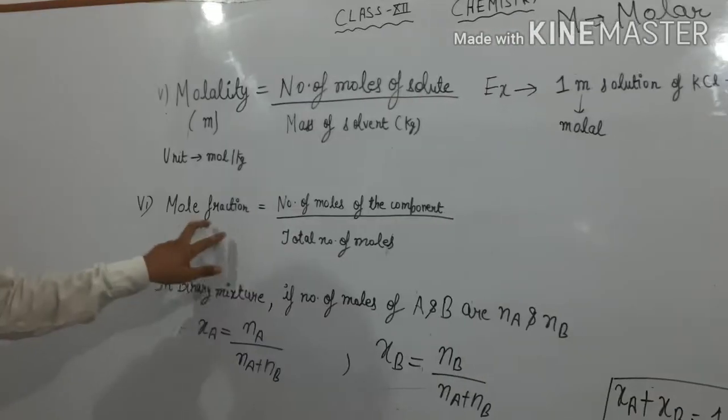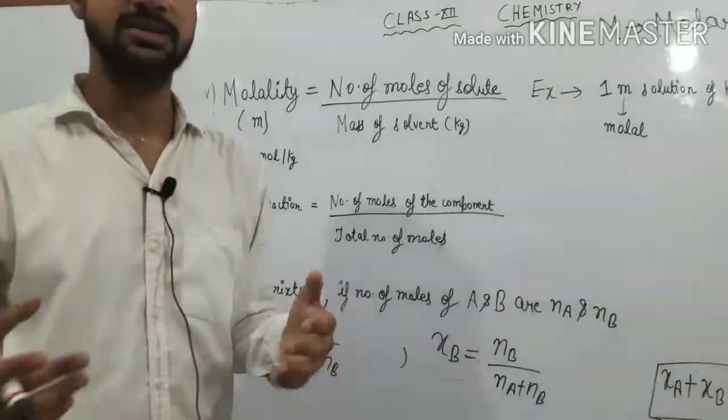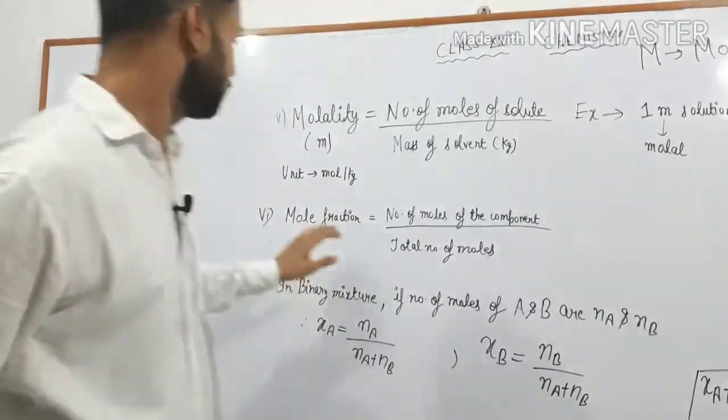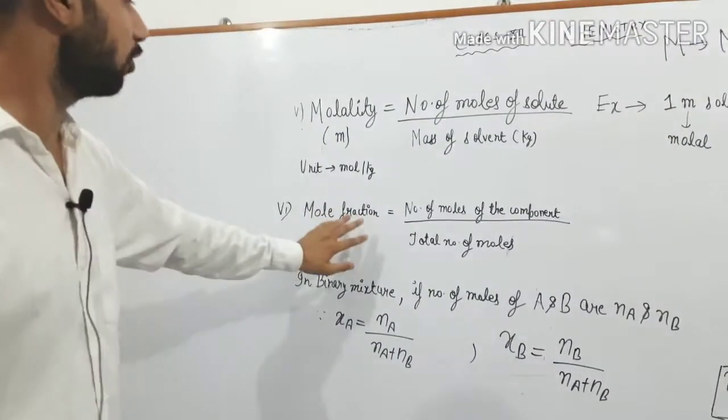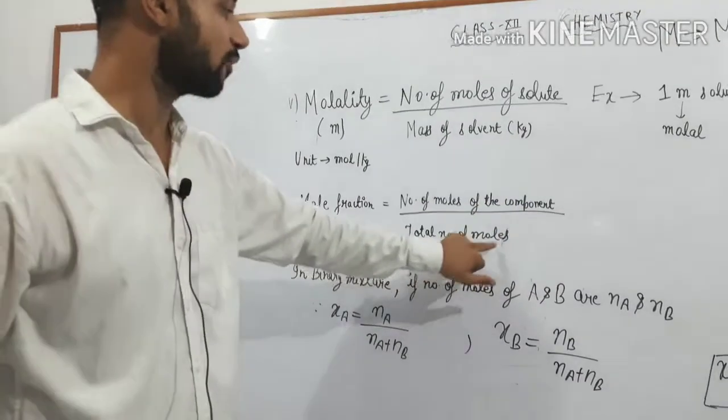Now we will understand the mole fraction. Fraction means we have to find the things in 1, and percentage means we have to find the things in 100. So what is the formula of mole fraction? Mole fraction is equal to number of moles of the component divided by total number of moles.